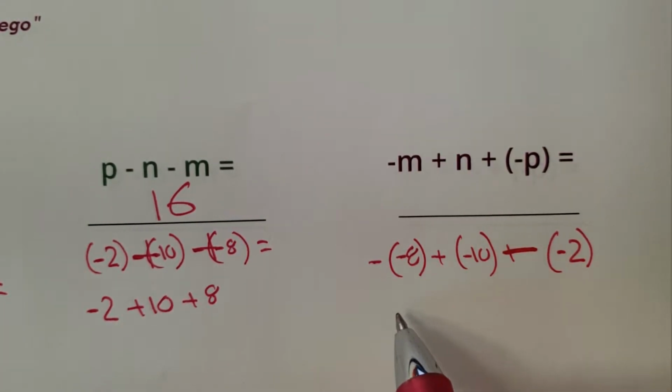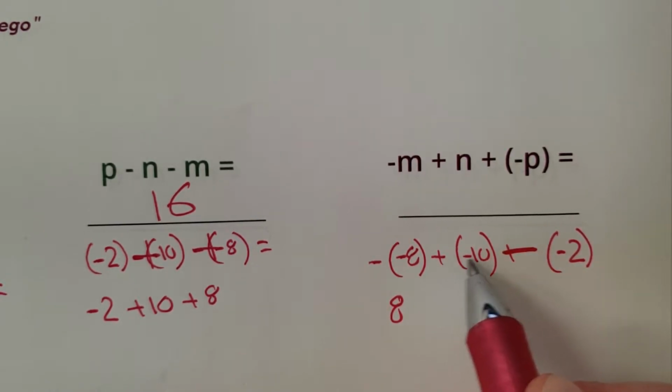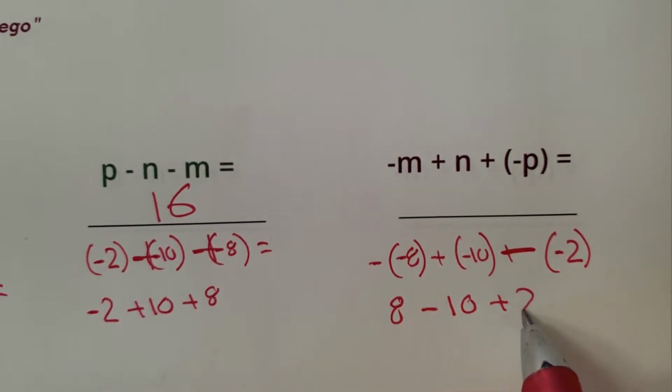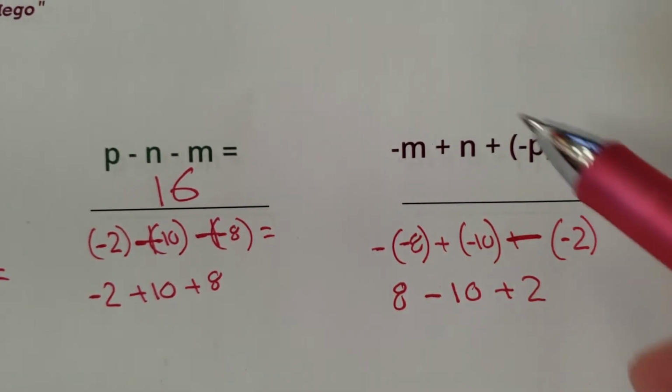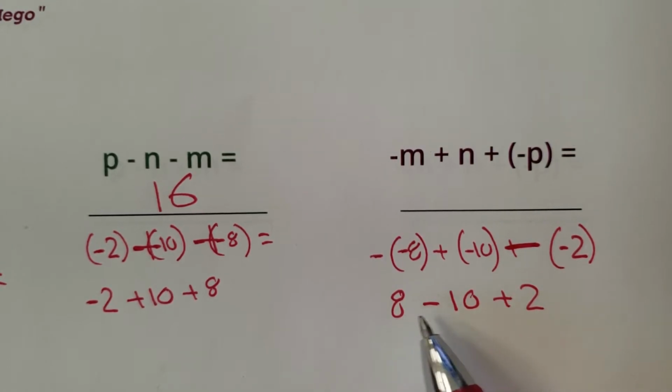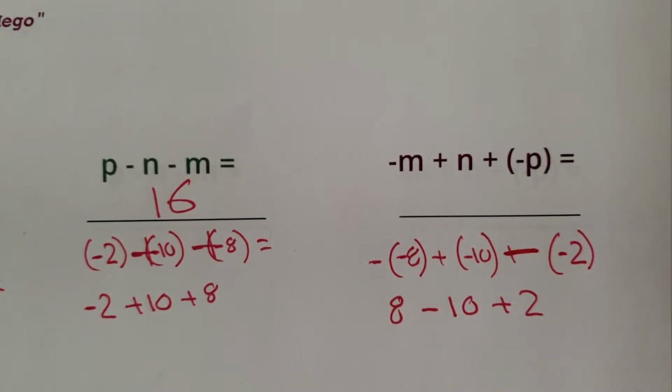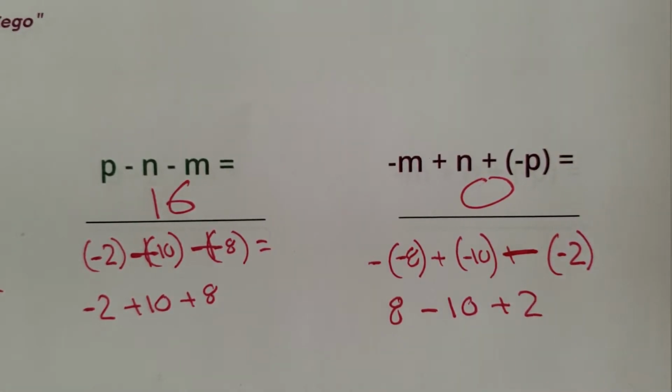A -8 is a regular 8. Plus a -10 is a -10. And then minus a negative is a plus. Oh, wow. There's a reason I made this one so spicy. Okay, 8 minus 10, that would get you down to a -2. -2 plus 2. Oh, man, the whole thing turns into 0.